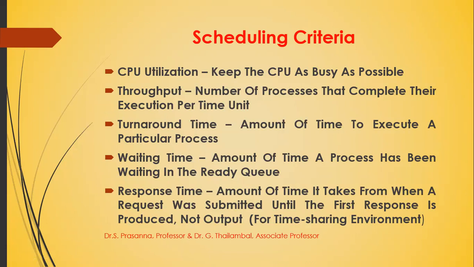Throughput: the number of processes that complete their execution per time unit is called throughput. If a CPU is able to execute 5 processes in a given time, then that is the throughput value of the CPU. What is turnaround time? It is the amount of time to execute a particular process, from the first line of execution to the last line of execution. The time taken is called the turnaround time.